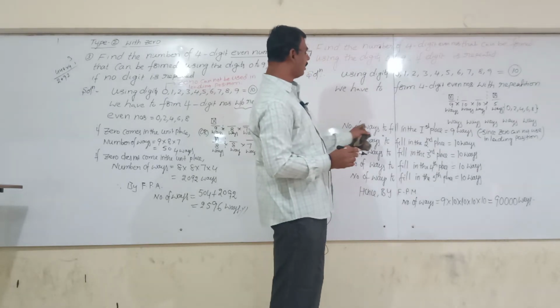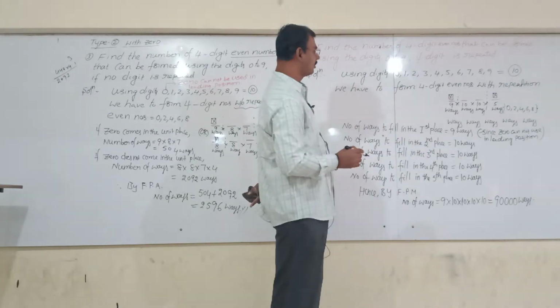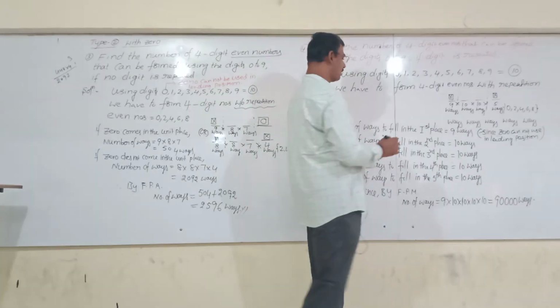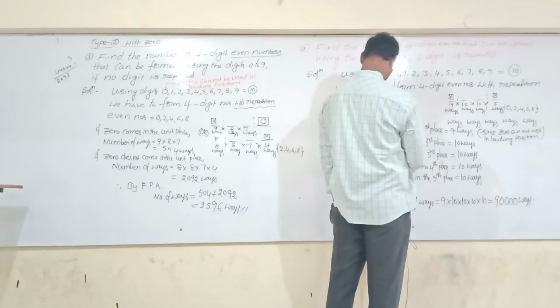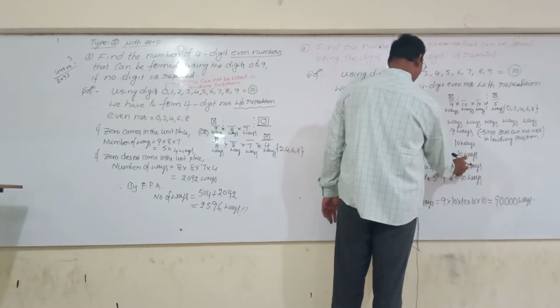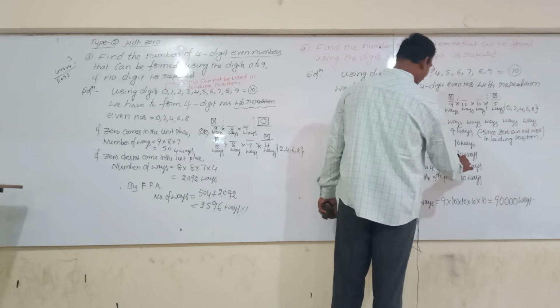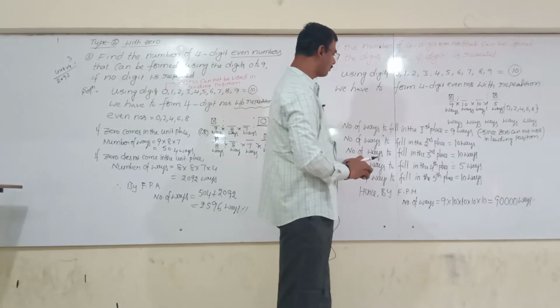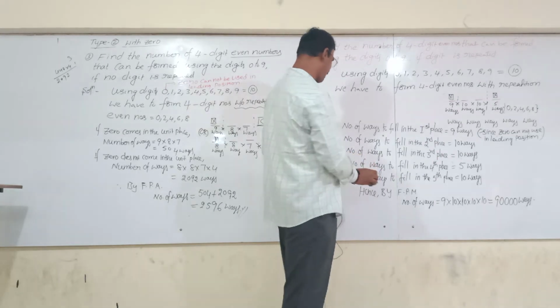Clear? Okay, number of ways to fill in the first place is equal to 9 ways. Number of ways to fill in the second place is equal to 10 ways. Number of ways to fill in the third place is equal to 10 ways. Number of ways to fill in the fourth place, how many ways? 5 ways, because we have to use only even numbers: either 0, 2, 4, 6, 8.